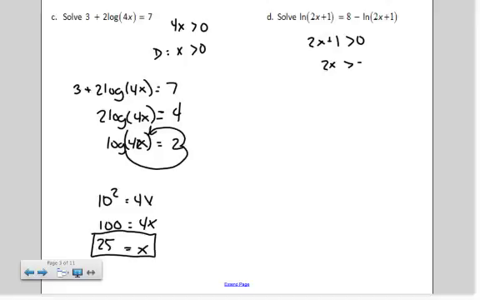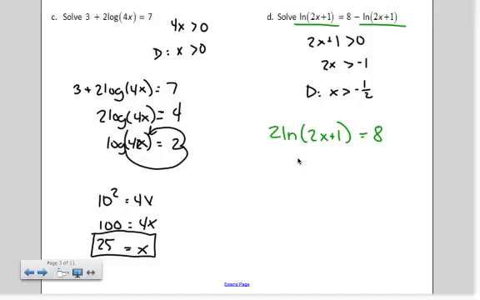So that's 2x greater than negative 1, so x has to be greater than negative 1/2. Now, if we look at this, notice that we have log on both sides. So let's just do basic algebra, and let's take the one on the right-hand side and add it to the one on the left-hand side. So that gives us 2 natural log of 2x plus 1 equals 8.